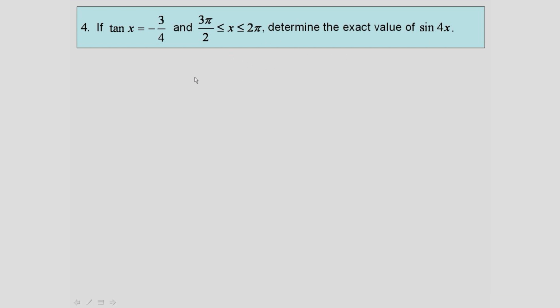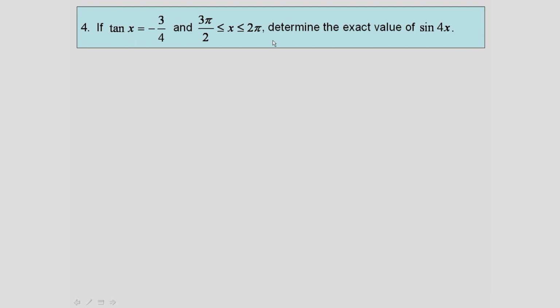The first issue that I notice is that we're dealing with two different arguments. Here, we have tan of just x, but we're being asked about the sine of 4x. So x and 4x. If we're going to succeed here, we need to somehow relate 4x to x. There's a couple ways you could go about doing this.